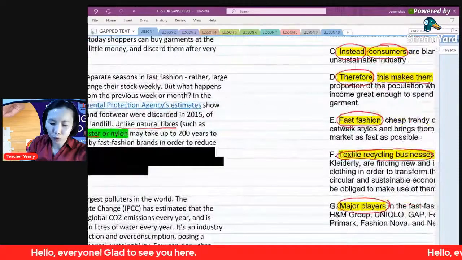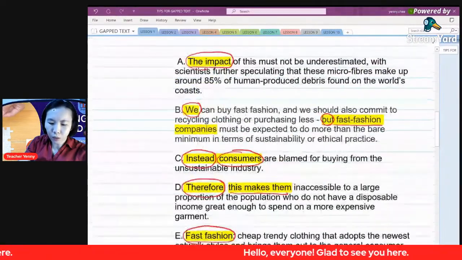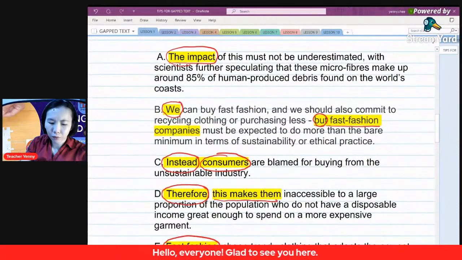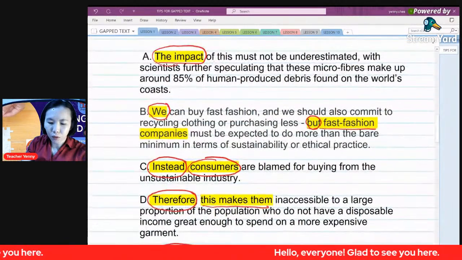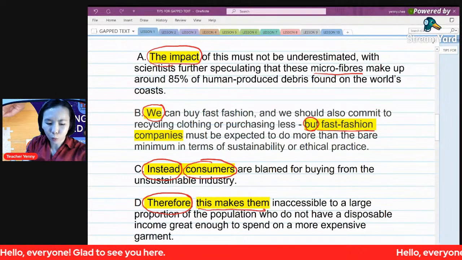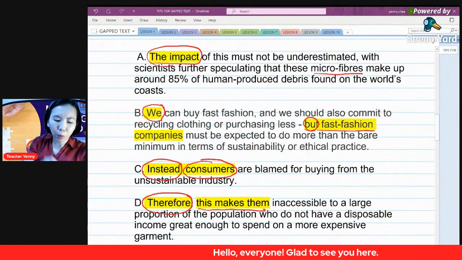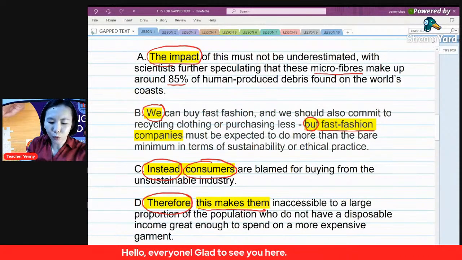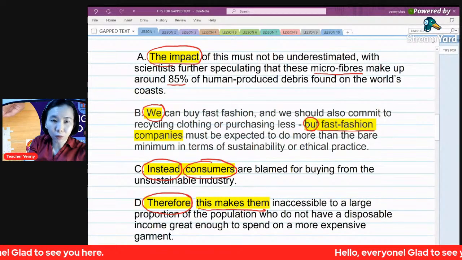Let's check here. Can it be this one, the impact? The impact of this must not be underestimated. Is it this one? You can see the word microfibers here. So the impact must not be underestimated, with scientists further speculating that these microfibers make up around 85% of human-produced debris found on the world's coasts. Would this be the answer?